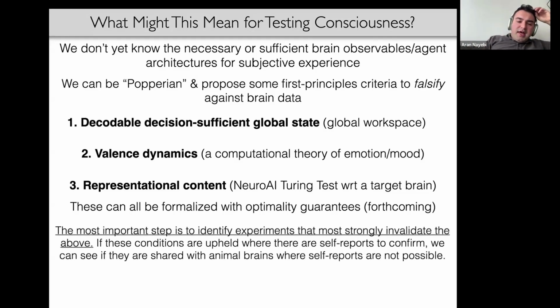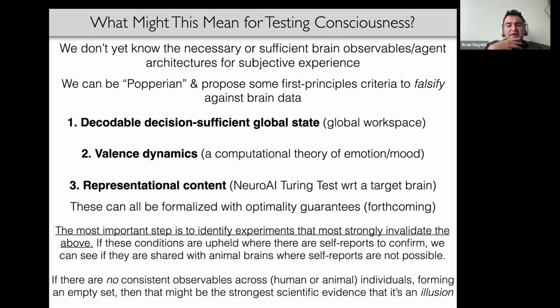But really, the thing I want to end on here is that the most important step is to identify the neuroscience experiments that most strongly invalidate the above. If these conditions are upheld where there are self-reports, like in humans, which is what we have, to confirm, we can see if they're then shared with animal brains where self-reports just aren't possible. And lastly, if there are no consistent observables across human or even animal individuals, which form an empty set, in other words, it's always randomly different between different brains, which I think is unlikely, but it could still be the case, then that might be the strongest scientific evidence that we have that maybe this notion of subjective experience is an illusion. Now, I don't think that's the case, but we ought to engage with that possibility too. And I think this might be one way to adjudicate that as one possibility as well.